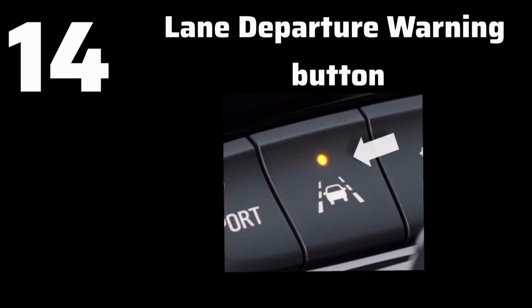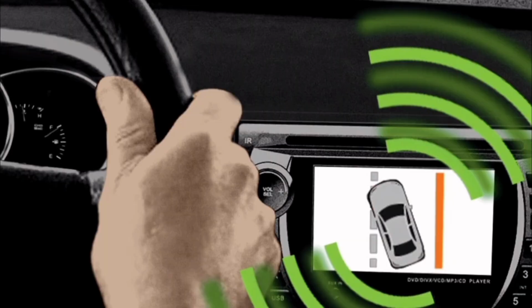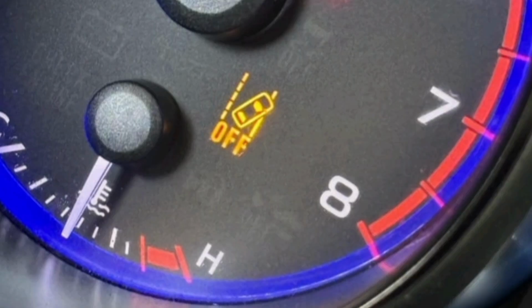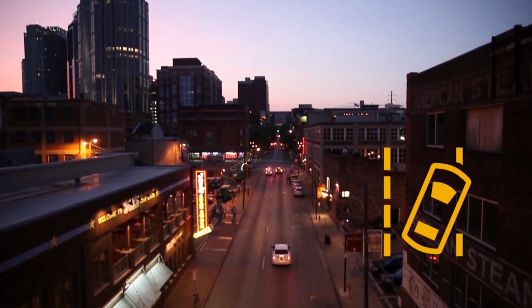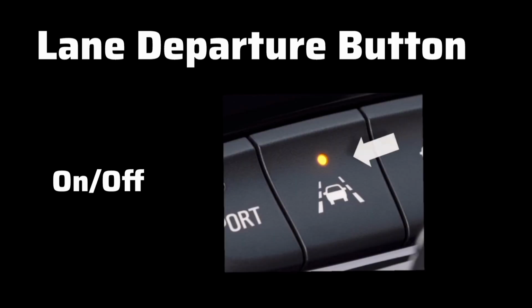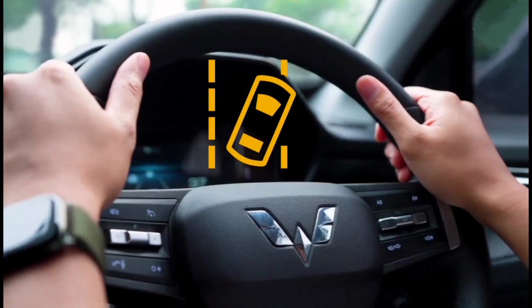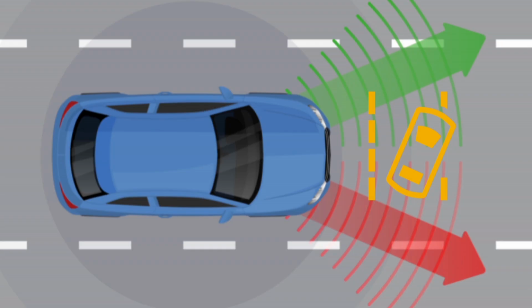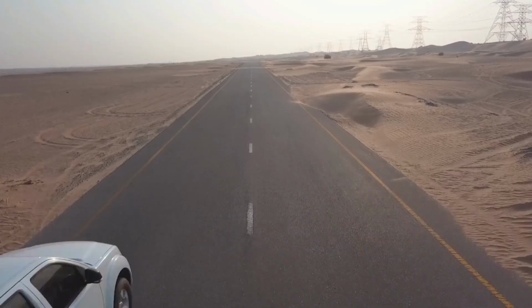The lane departure warning button turns the lane departure warning system on or off. When the system is active, it alerts you if your car unintentionally drifts out of its lane. When the system detects that you are leaving your lane without signaling, it gives a gentle warning through steering wheel vibrations or a sound alert. This helps you stay safely in your lane, especially on highways or long drives.